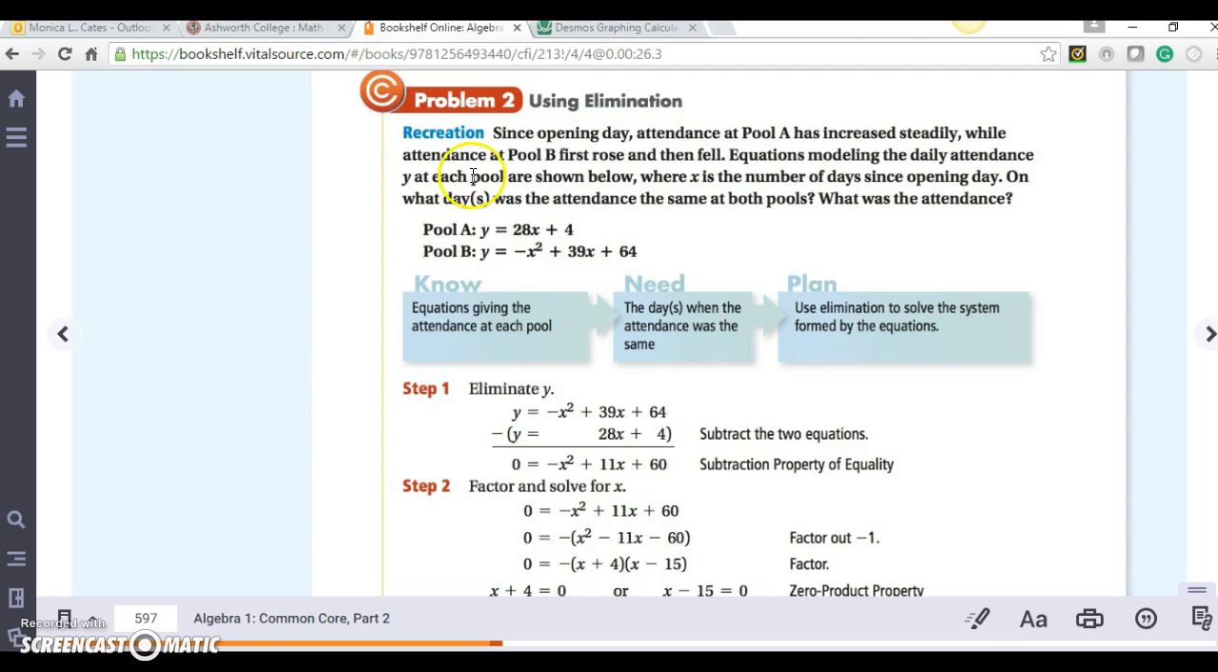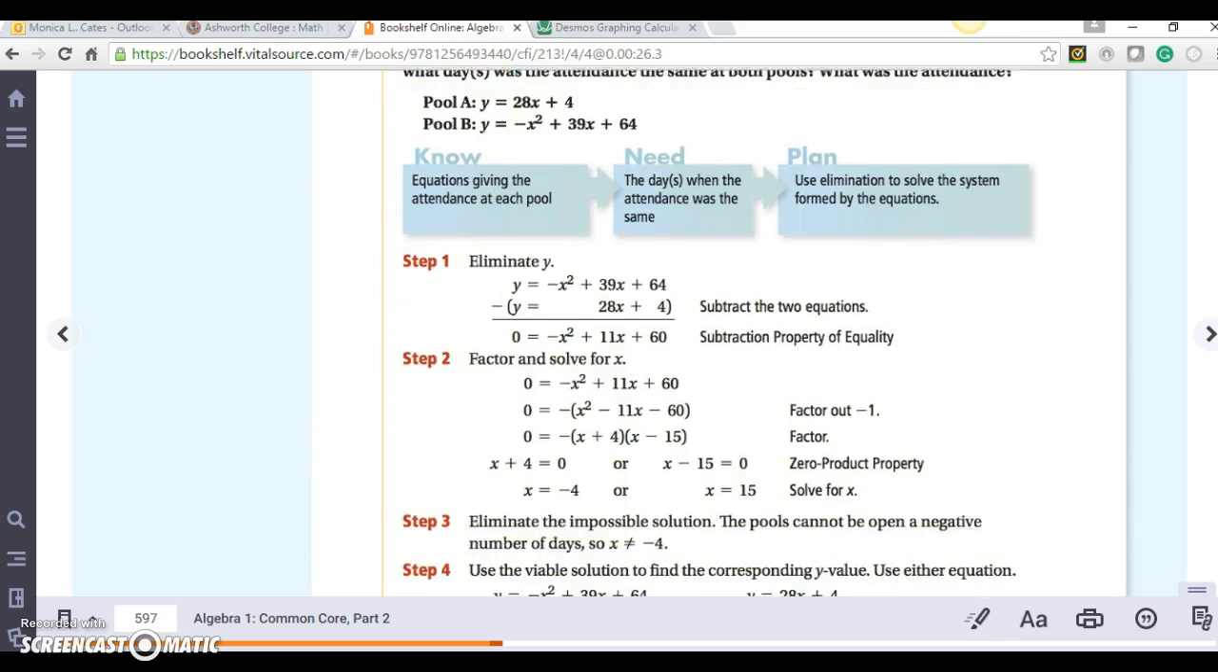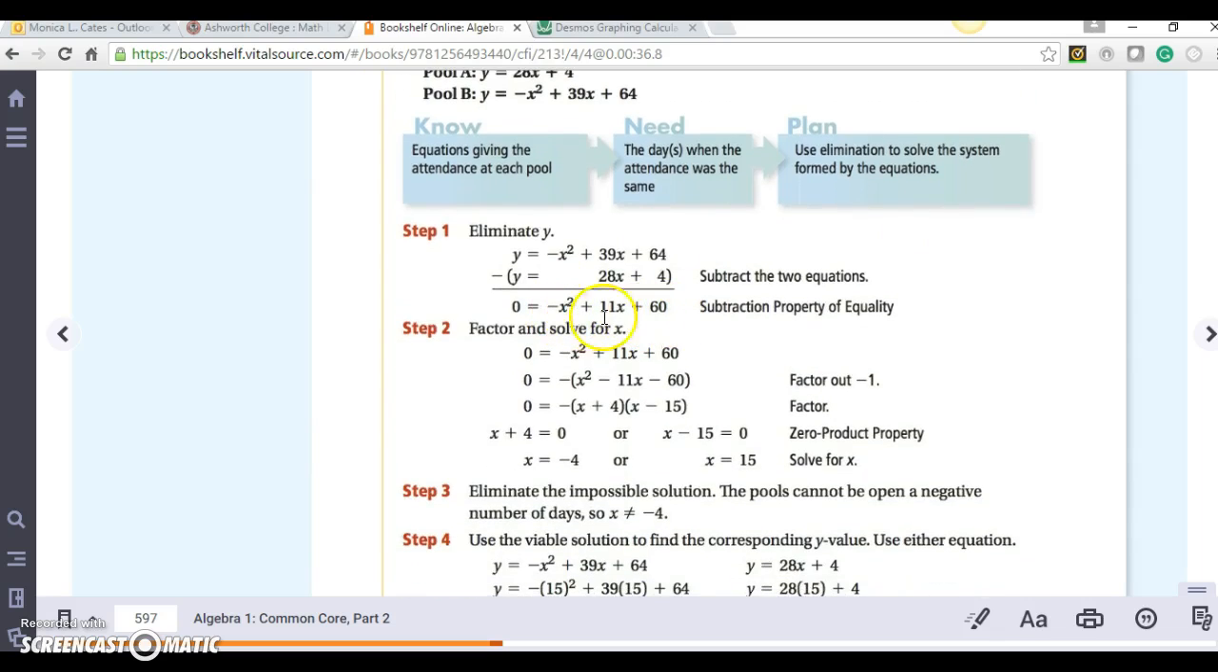And so they changed everything for pool A to negative. So we have negative times everything here, and my y's cancel out. I get 39 minus 28, which is 11, and I get 64 minus 4, which is 60. And so now I can solve this. This is a quadratic equation.